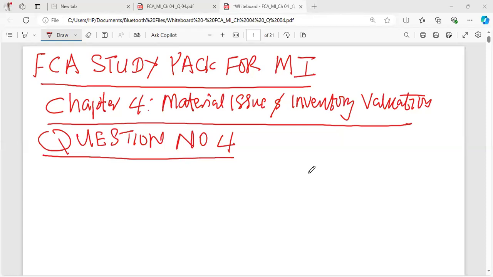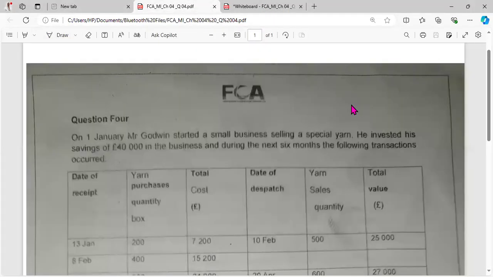Hello, students. My name is Chima, and today I am about to solve a question I gave as an assignment for management information. This is a management information class. For those writing the ICAN exam, this is the foundation class. Chapter 4 is on material issue and inventory valuation. So we're about to solve question number 4. So let's get down to the question.